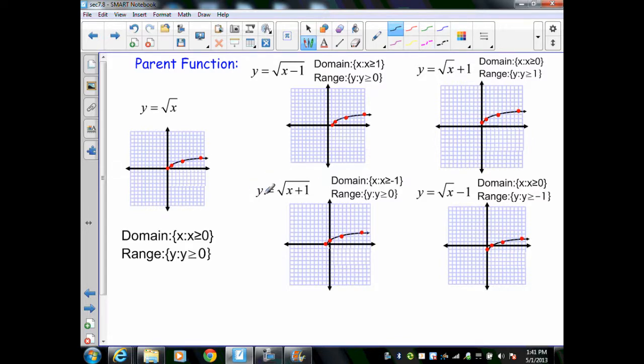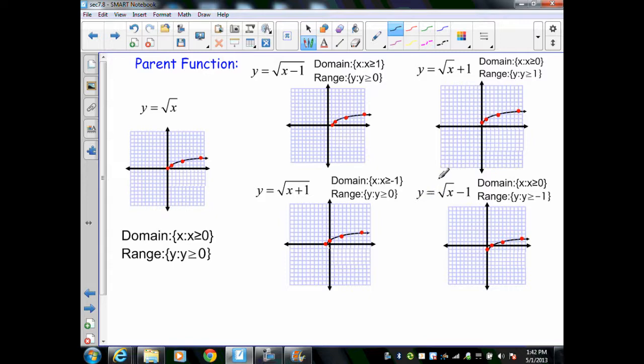On this function, I have y equals the square root of x plus 1. Notice this 1 is on the interior of my square root. Therefore, this is a horizontal shift. This is a horizontal shift to the left. That is my parent function, but every ordered pair is shifted 1 unit to the left.